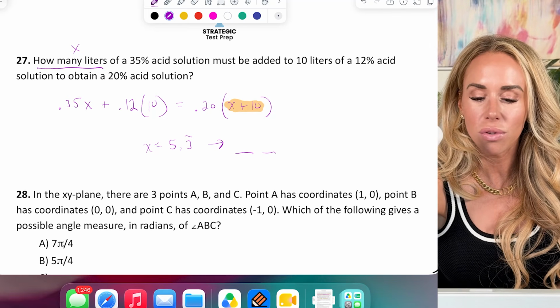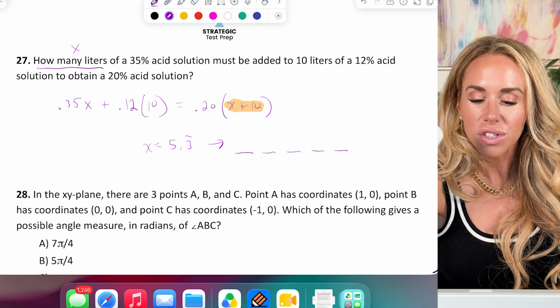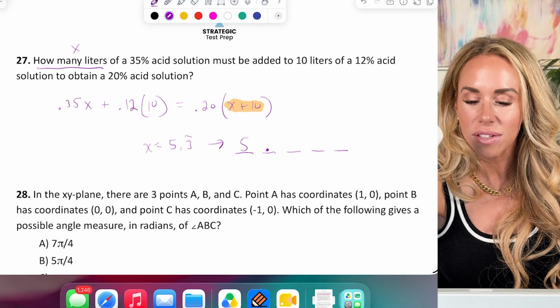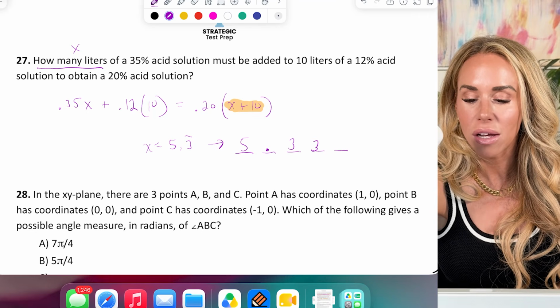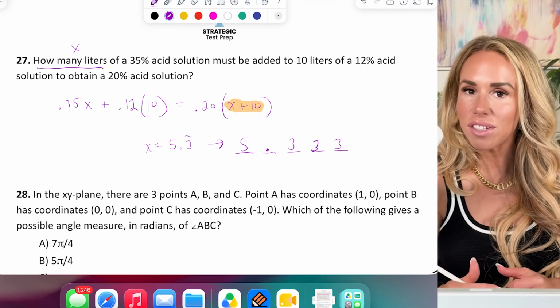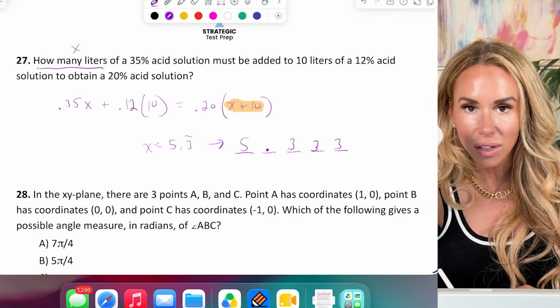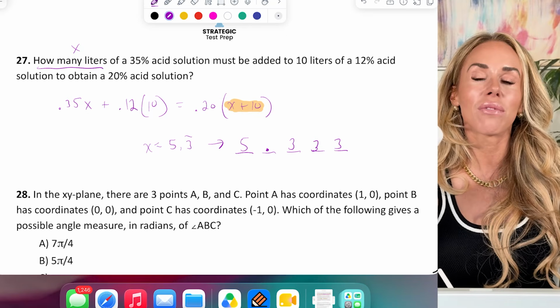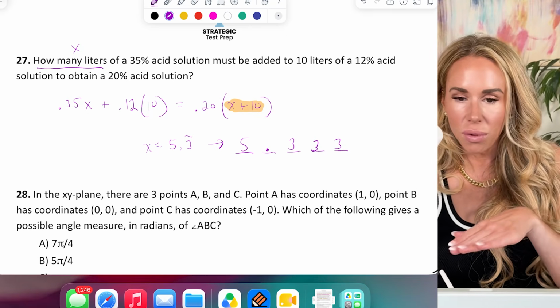So 1, 2, 3, 4, 5. So you're going to do 5.333. Take it out as far as you can. If you round it to 5.3, you're going to get it wrong. So anytime you have a repeating decimal, take it all the way out.